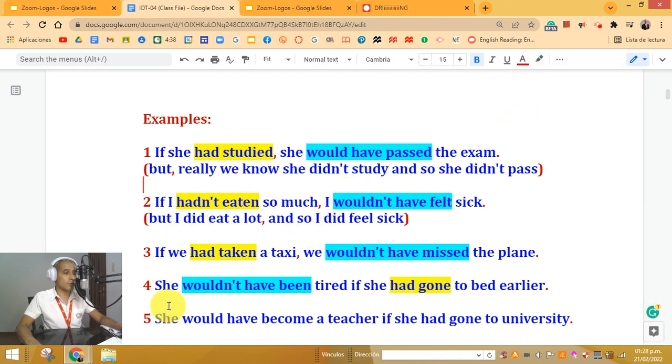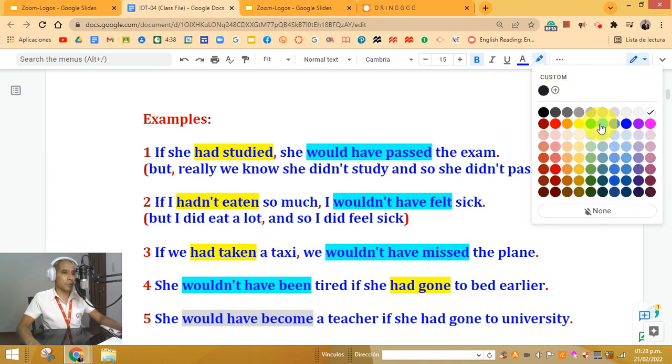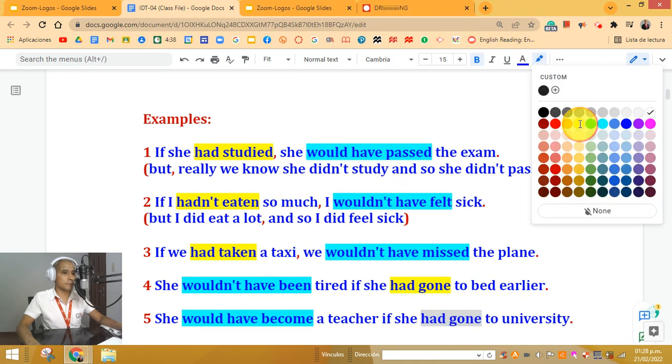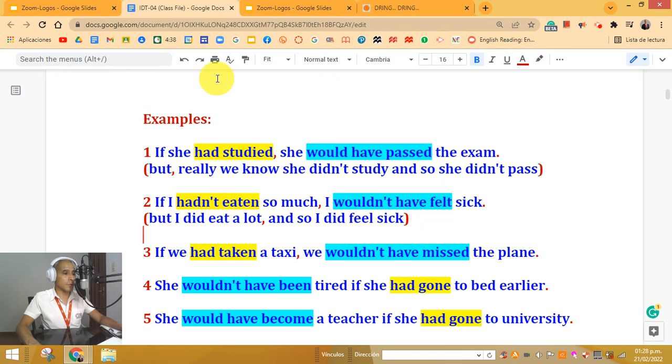Finally, we have number 5. It's the same case as number 4. If you notice, we start with the result clause. She would have become a teacher. So let's highlight the keywords. In this case it is would have become. I'm going to use light blue because they correspond to the result clause. And then I have the if clause that says if she had gone to university. In this case, I'm going to highlight had and the verb gone. Okay, so these will be my examples.